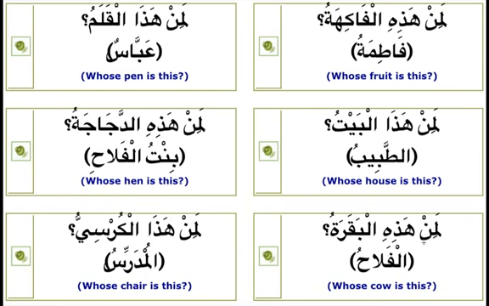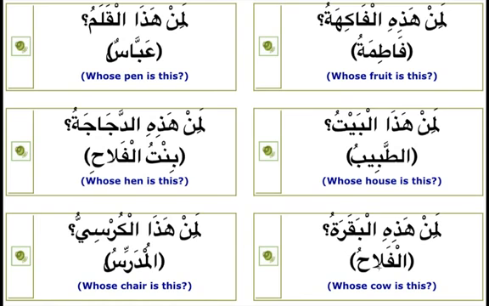So again here, let's do some more practice inshallah. Liman hadihil baqaratu. Baqaratu means cow. So whose cow is this? So we say al fallah. Al fallah is a farmer. So we say hadihil baqaratu, this cow. Then we need more. So we say what is the khabar for this cow? This cow belongs to lil fallah.